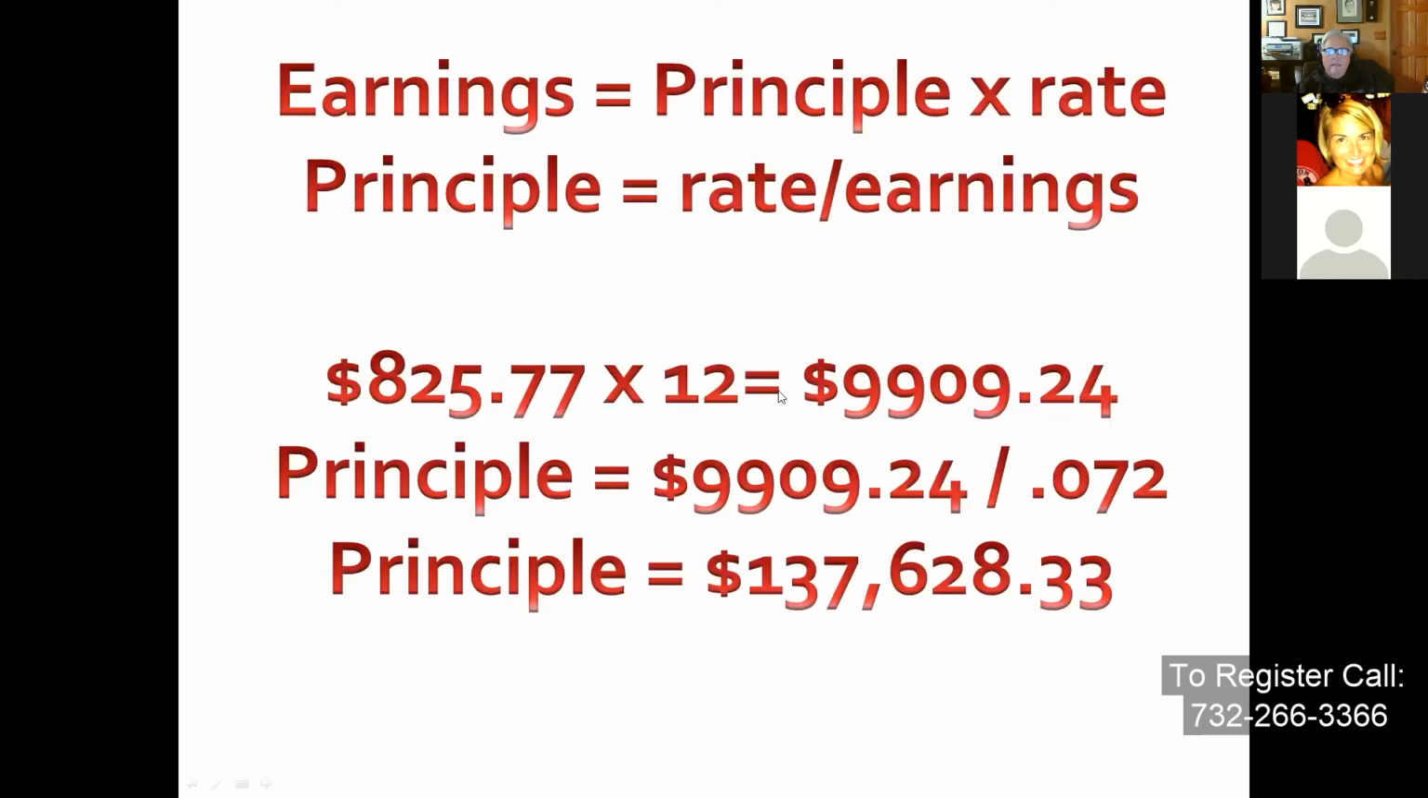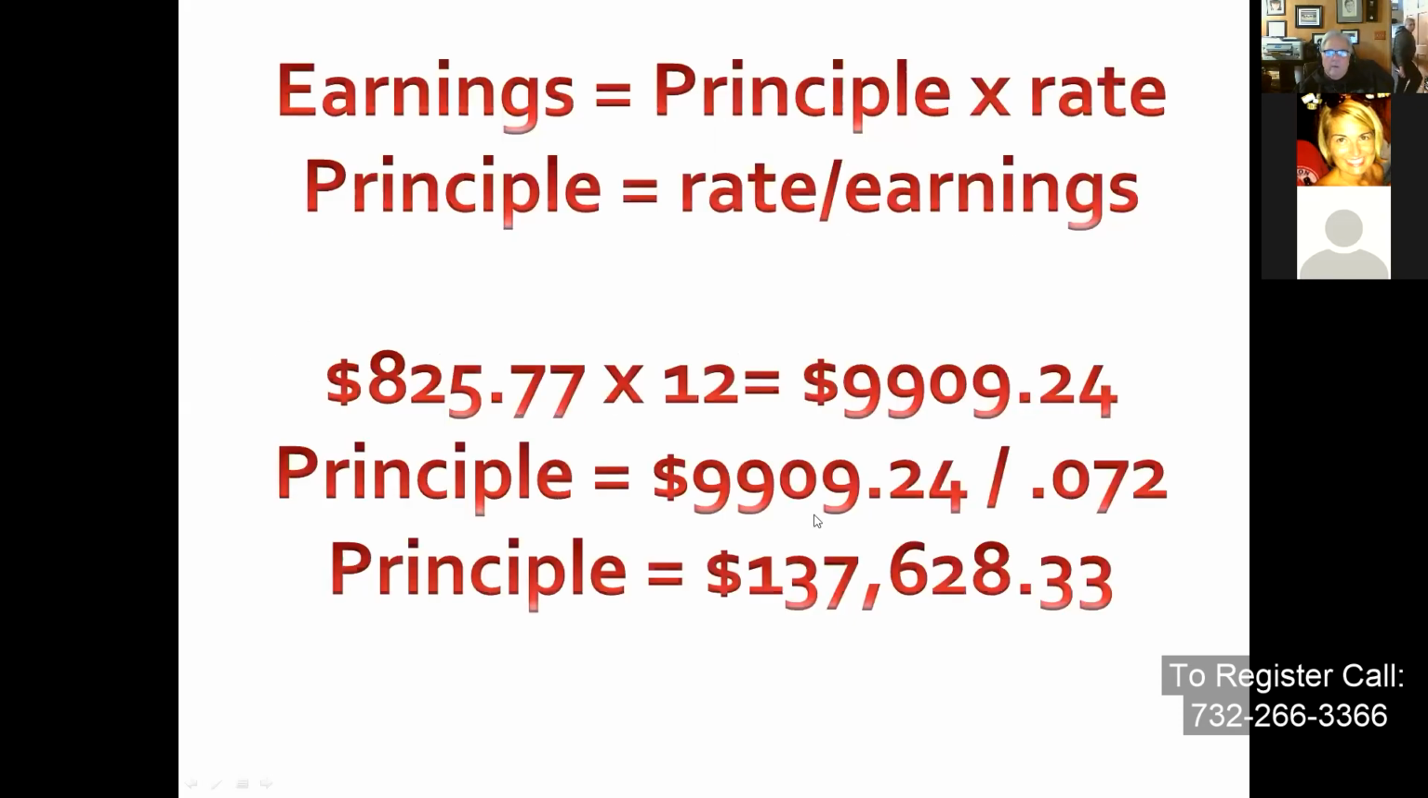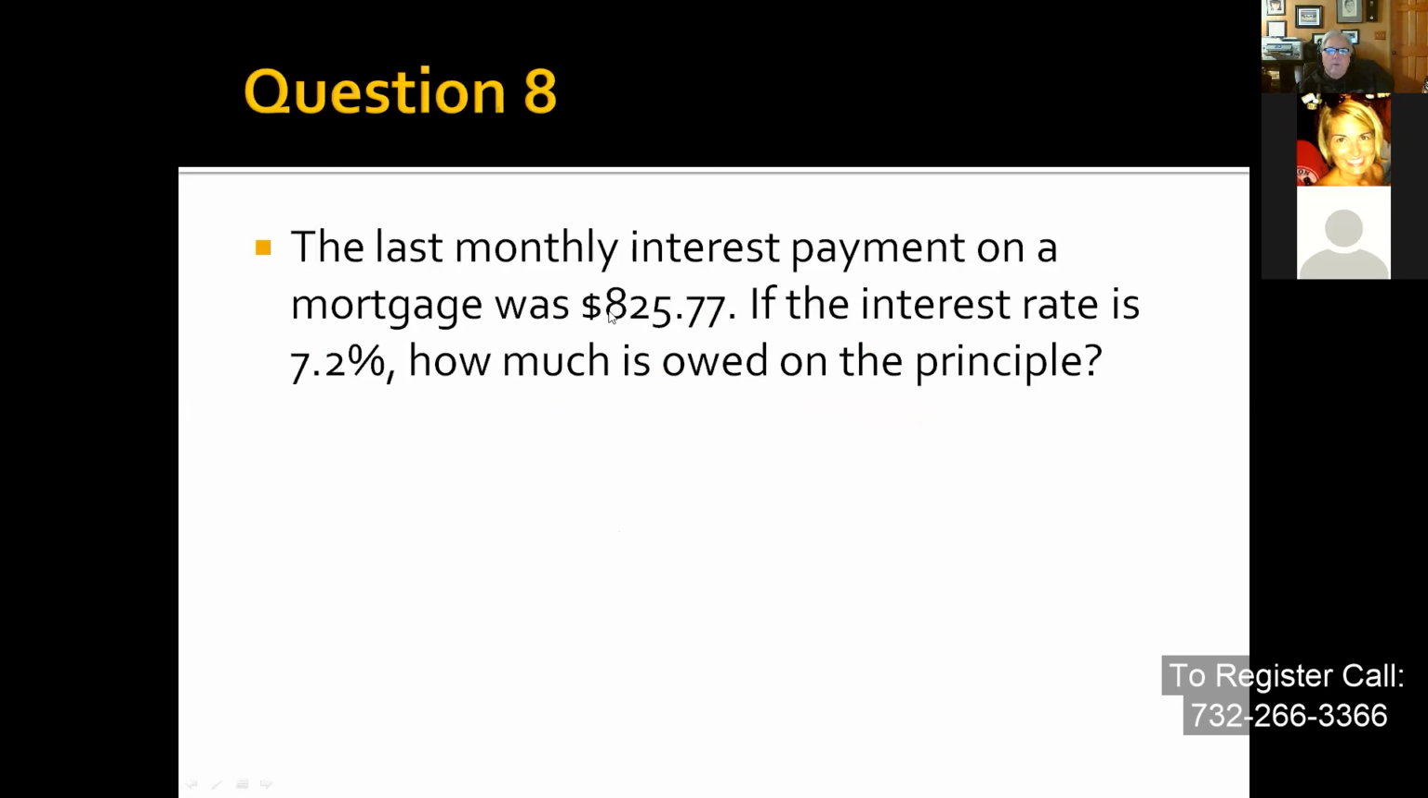825.77 times 12. That shows us that we have the earnings over the year of $9,909.24. So our principal is $9,909.24 divided by 0.072, because our interest rate is 7.2%. That gives us a principal of $137,628.33. So again, from just the information about what our monthly interest payment was and what our interest rate was, we can tell how much we owe.